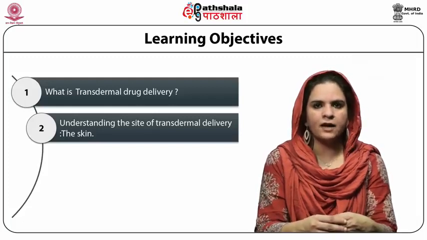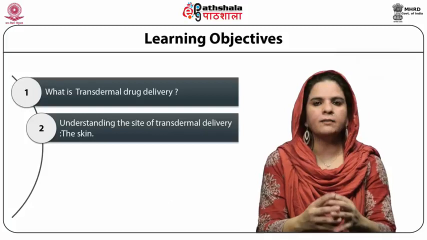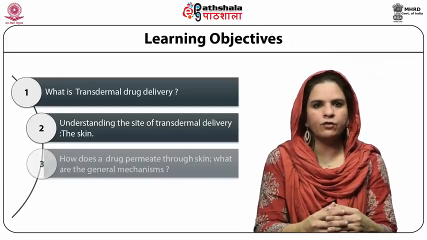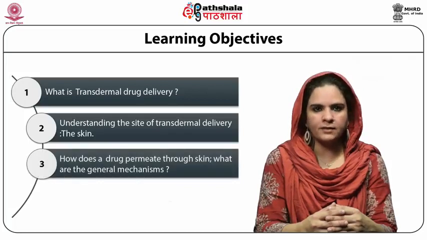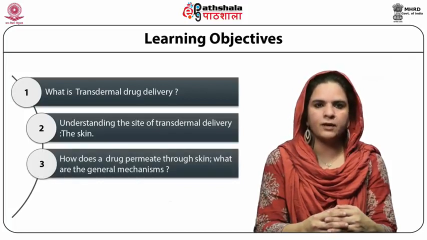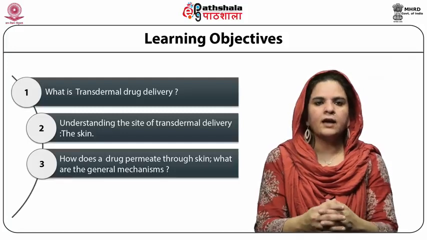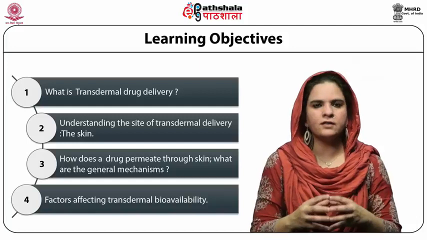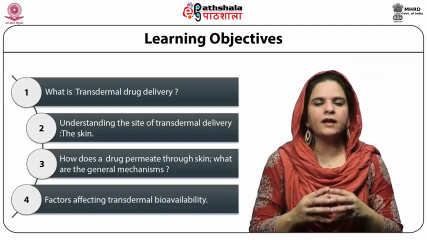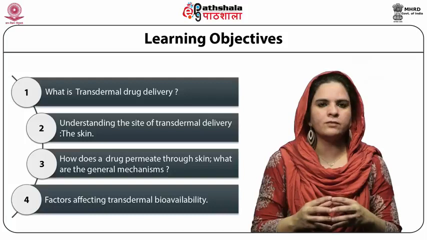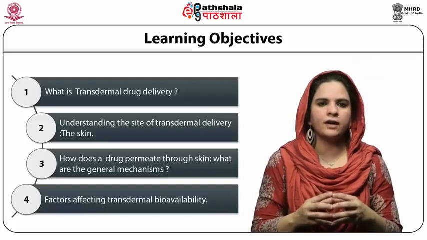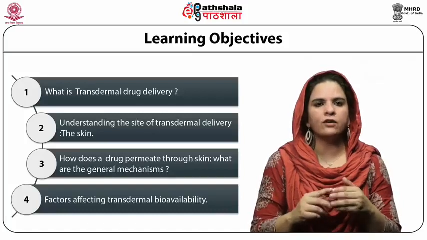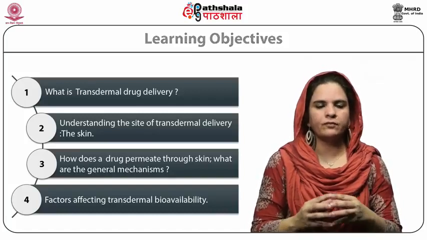We'll try to understand the anatomy and the biochemical aspects of the skin. Later on, we would focus on the various mechanisms which are used for drug permeation through the skin. Towards the end of the module, we will highlight the factors of transdermal bioavailability. There are a gamut of factors which are responsible for the availability of the drug through the transdermal route. Therefore, we'll try to understand each one of these factors one by one.